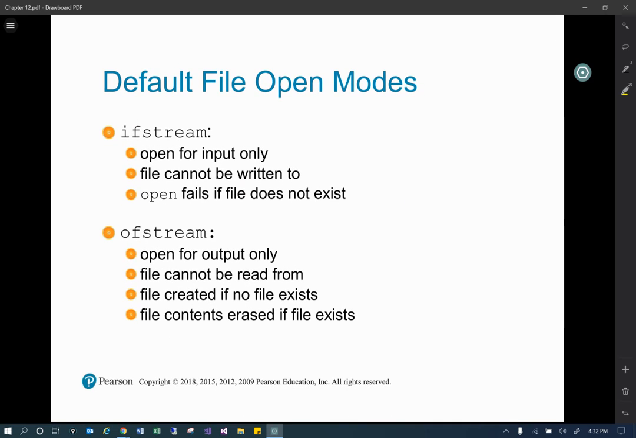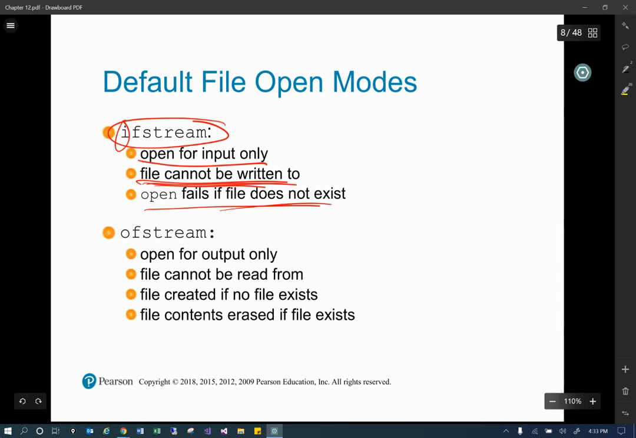The default file open modes. Again, if we're using the ifstream, then it's open for input only. Files can only be read from. Open will fail if the file does not exist. So we're going to talk about how to test for that here in a second.